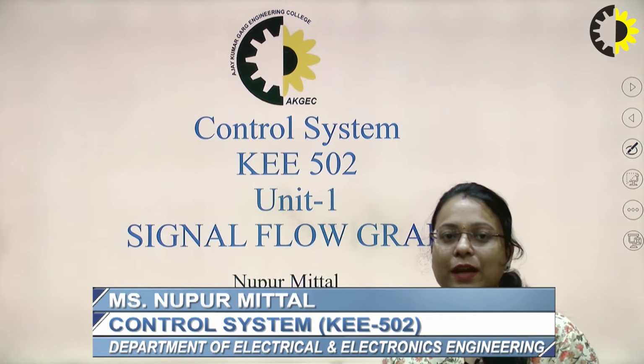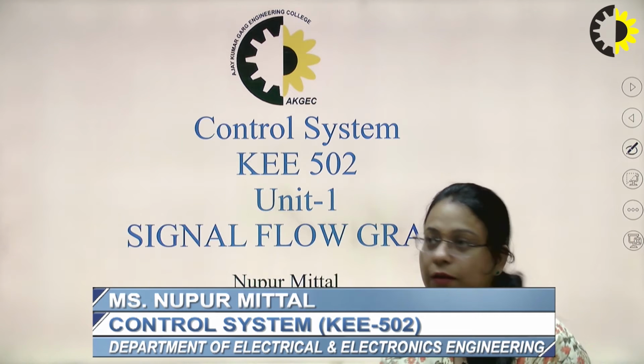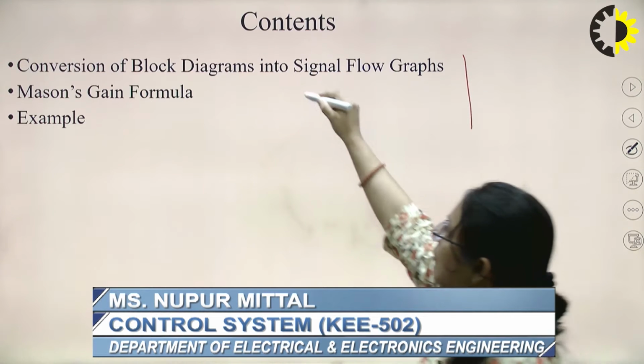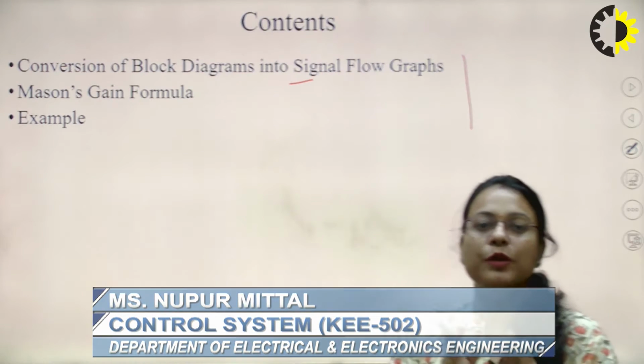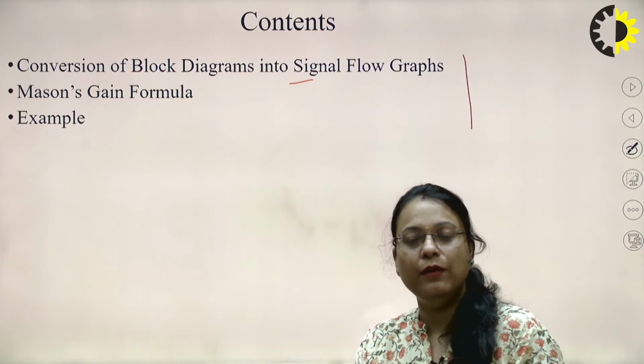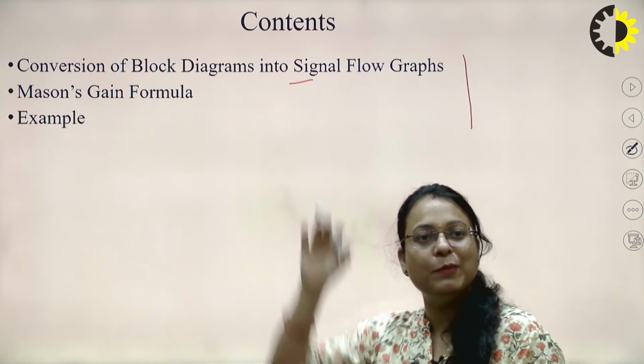Today in this lecture, I am going to start the left out part of the signal flow graph. So these are the basic contents of today's lecture. Here I will discuss how to convert the block diagram into a signal flow graph, and then we'll move to the Mason's gain formula and discuss some examples based on these two topics.